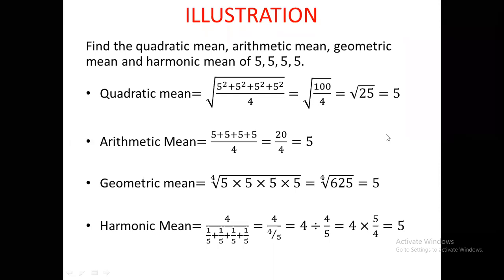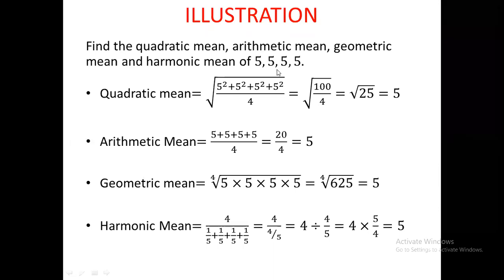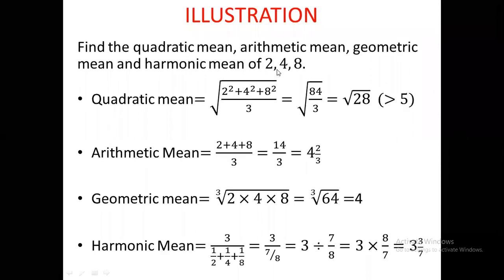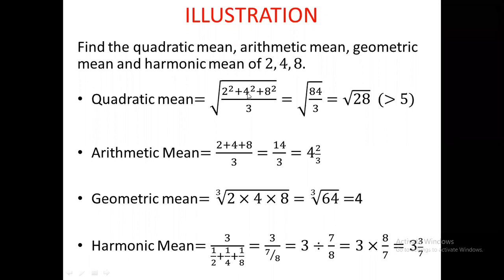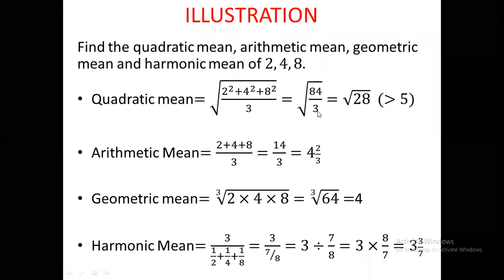Now, I want to consider another illustration where we have different values. Okay, here we were given the same values 5, 5, 5. So we have the same scenario, same question. Well, this time we have 2, 4, and 8. They are different values. So quadratic mean, we take the square of each value, sum them up. There are 3 of them, so we divide by 3. Then we now find the square root. So we have 2 squared is 4, 4 squared is 16, 8 squared is 64, 4 plus 16 is 20, 20 plus 64 is 84 divided by 3. Okay, 3 divides 84, we have 28. So this is the square root of 28.